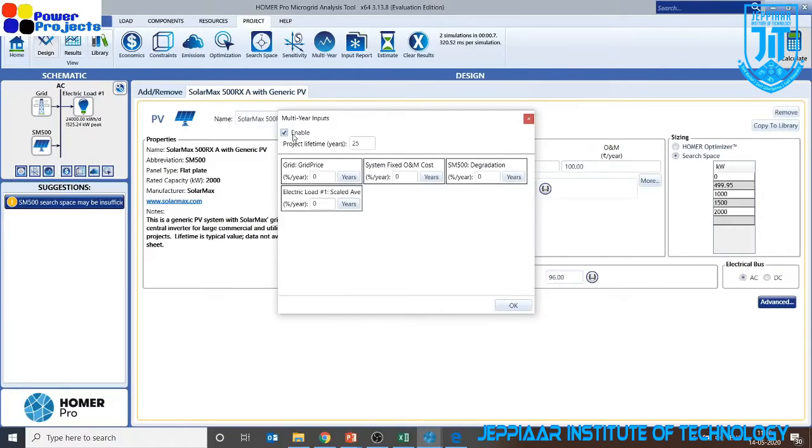You can enable it. You can find out what's the lifetime, and you can put in what's the increase in the grid purchase price every year, what's the increase in system fixed cost every year, and what's the degradation of your solar plant every year. If you put all these things in, then you may be able to simulate the results for 25 years. For example, if I am putting a degradation of about 0.5 percentage every year, that means in 20 years that will come down by 10 percentage.